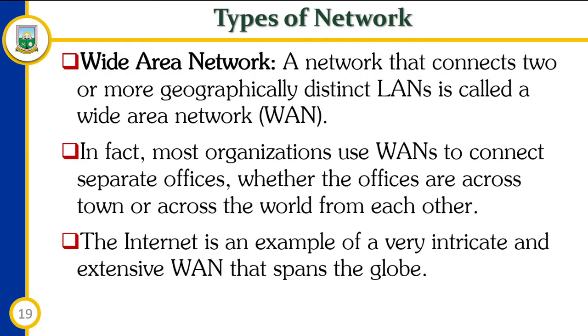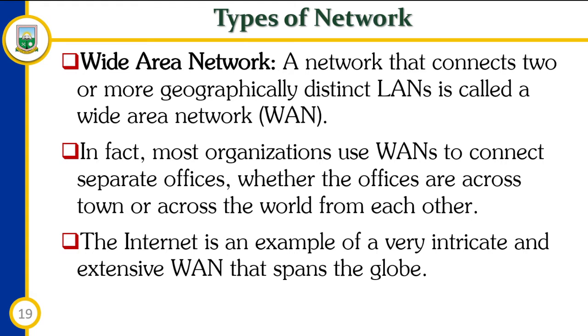When we talk of a wide area network, which is termed as WAN, it is a network that connects two or more geographically distinct LANs. I gave an example that we have one campus here, and we have another campus in Chicago. The campus network that we have here is what we term a local area network. The one that we have in Chicago is also a local area network.